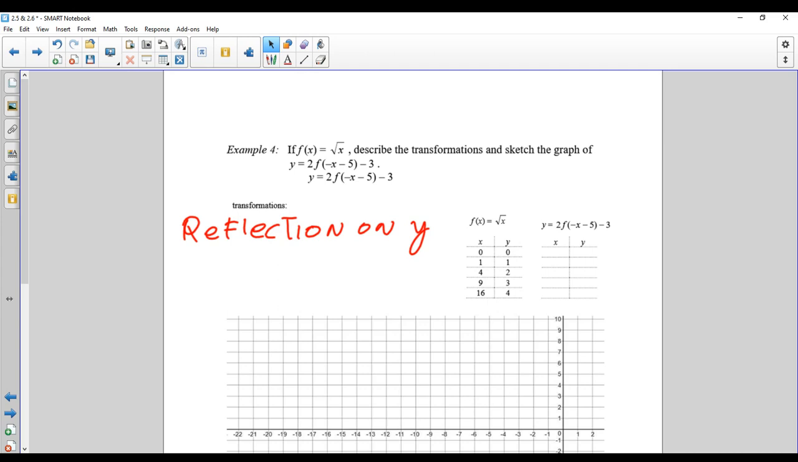Sana? A vertical stretch by a factor of 2, you said? Absolutely. I agree. Vertical stretch by a factor of 2. Completely agree with that. What else? Trish? VT down 3. I agree. What else?